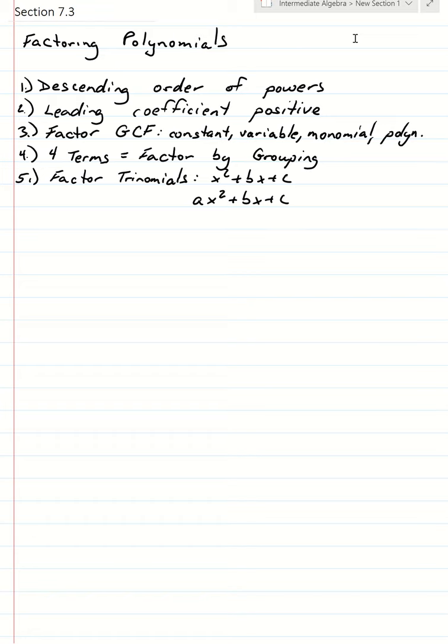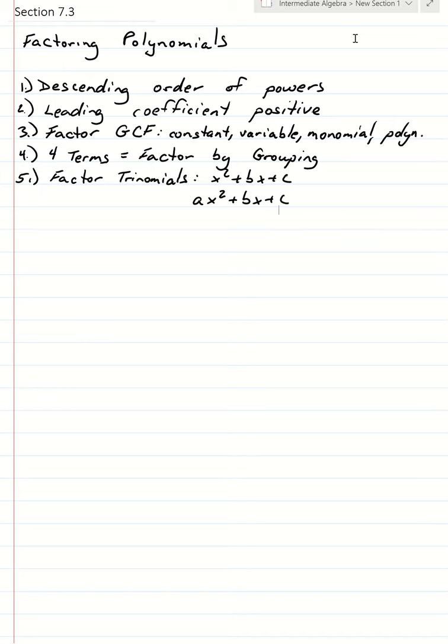Moving on to step 3, you're going to check to see if there's, first of all, a greatest common factor to factor out. And that could be, of course, in the form of a constant, variable, monomial, or polynomial. Should you have a 4-term polynomial, that's when you factor by grouping. And lastly, we talked about section 7.2, the trinomials, the 3-term polynomials, that there were two different types, I should say. The first type was of x squared plus bx plus c.